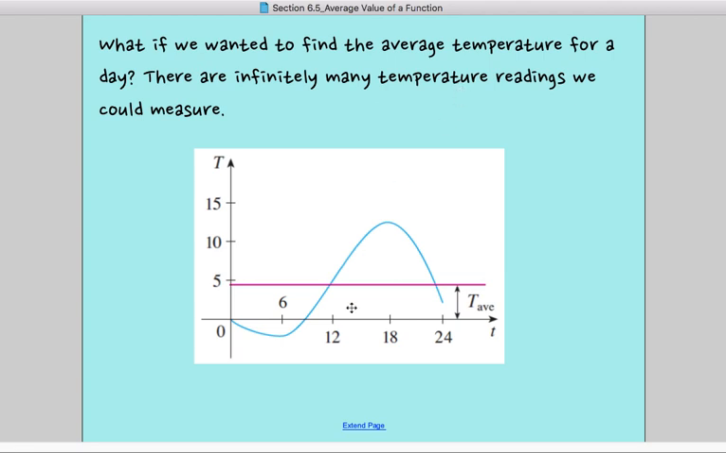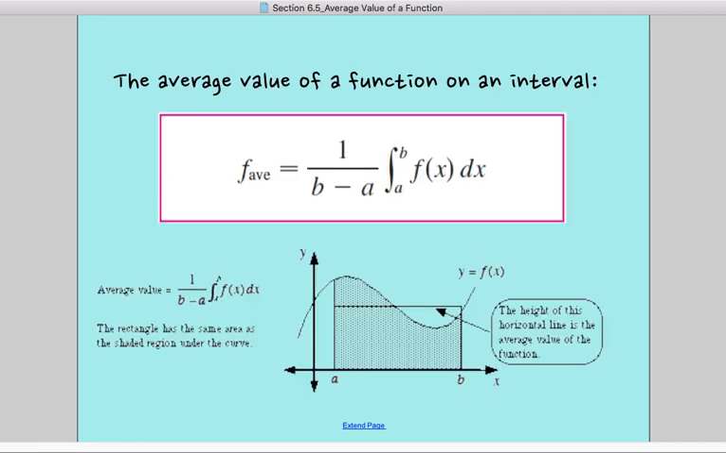What if we wanted to find the average temperature for the day? If I have my graph here, I would want to figure out, here's some highs and here's my low, but on average, it looks like my temp was, I guess this is in Celsius, like 4 degrees Celsius throughout the entire day. So how would we figure out the average from my curve or from a function?